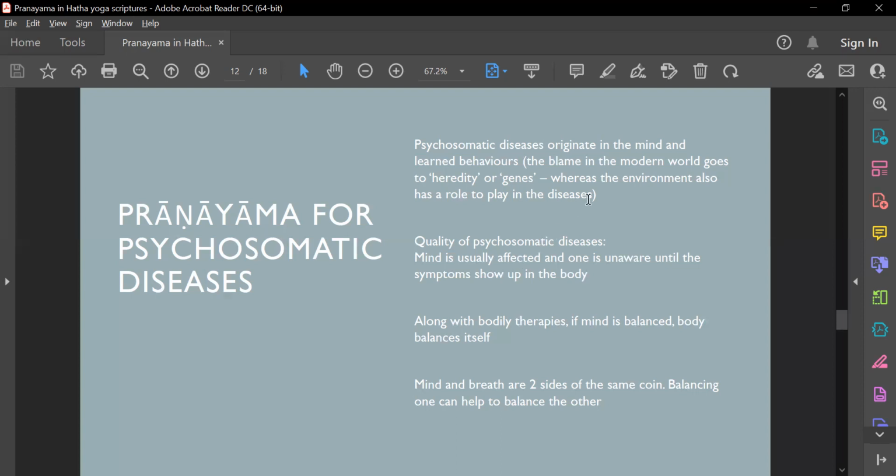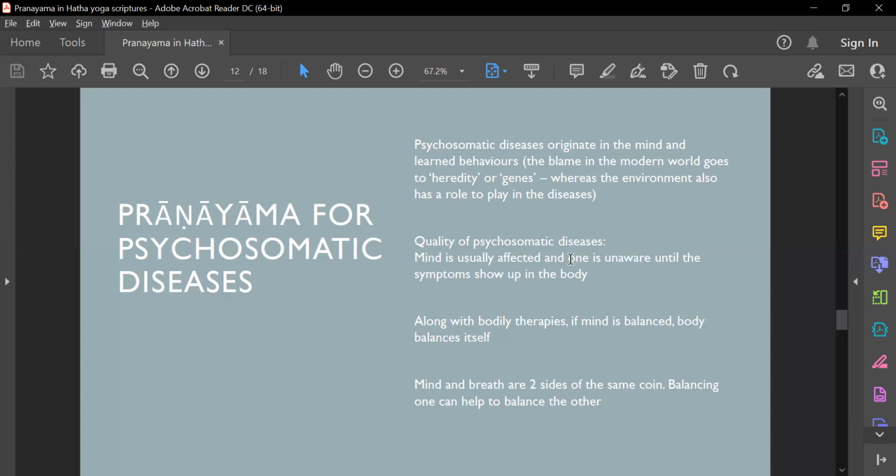This is being widely researched in the field of epigenetics, where, as the name itself says, epigenetics means that which is beyond the gene. So it essentially says that we are not just our genes, we are much more than our genes. Thus, one of the primary qualities of psychosomatic diseases is that the mind is usually affected first. The mind is already programmed to behave in a certain way, and it behaves, and thus the body acquires the disease. And in that state, the person is usually unaware.